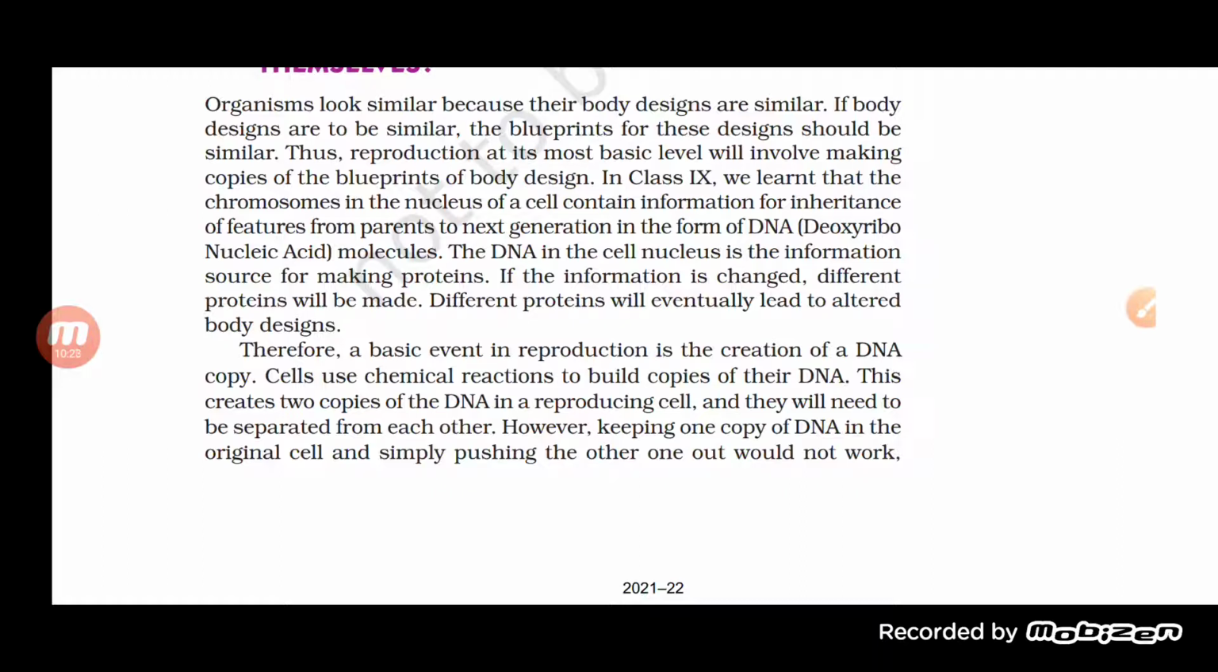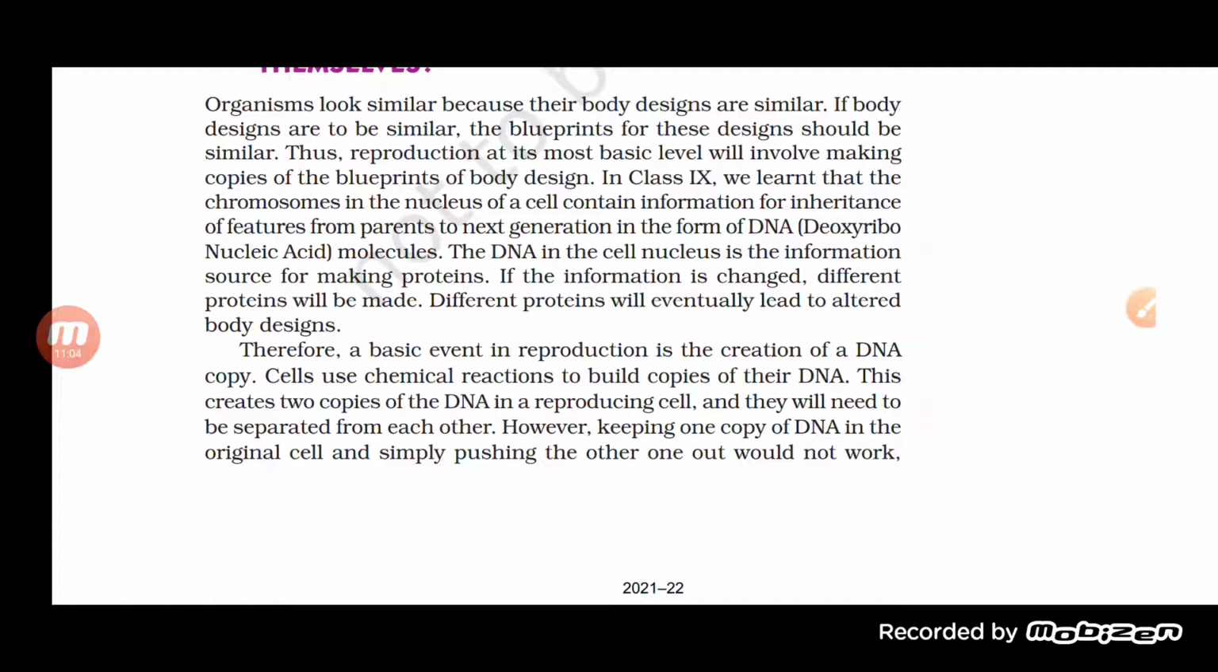Like we have a nose, a face, a head, we can stand on two limbs, and the other two limbs are actually our hands. So we can say here that since we are of one kind, we have our own body structure, and that's why we look similar. And the blueprint of these designs, the body structure, is also similar.